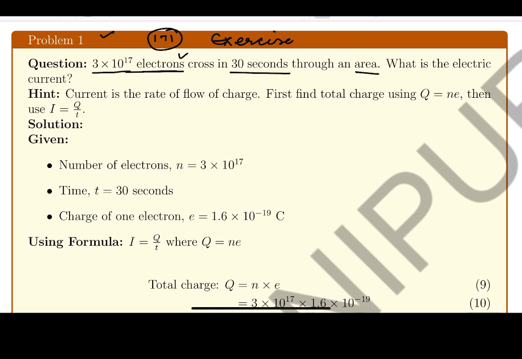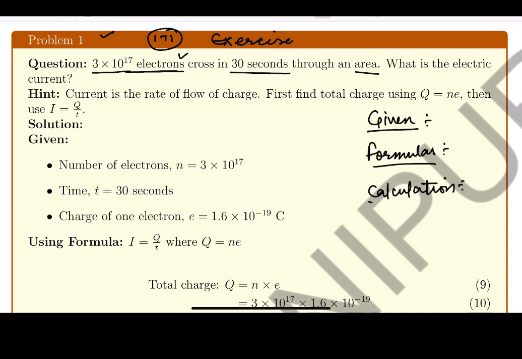Now, before solving, what are the things you need to do? There are 3 steps of solving a numerical. First is what is given in the question. Second is what formulas you are going to use. And the third is calculation.